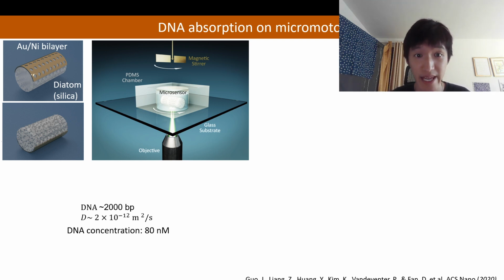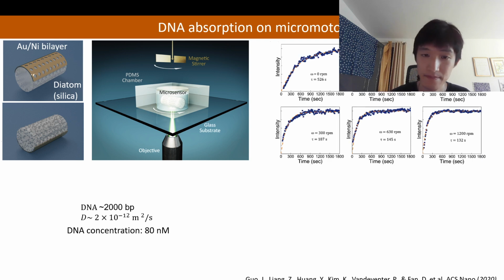We have a magnetic stirrer to generate a rotating field, which can actuate the rotation of our micromotors in a microfluidic PDMS chamber. And we shine a 532 nm green laser from the bottom to the surface of our micromotor, which can excite the surface enhanced Raman spectroscopy of the certain biomolecule. And we use DNA as a testing example system, which has 2000 base pairs and only a very low concentration of 80 nanomolar in the system.